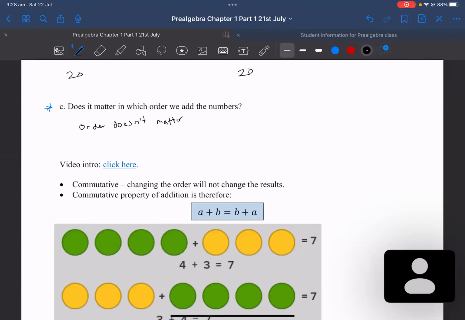This is the commutative property. Commutative means changing the order doesn't matter, right? So when you have the commutative property of addition, it means for any two numbers, A and B, we can use sort of algebra, not really. A plus B is the same as B plus A. Because for any two numbers, rearranging the order doesn't change the addition, right?